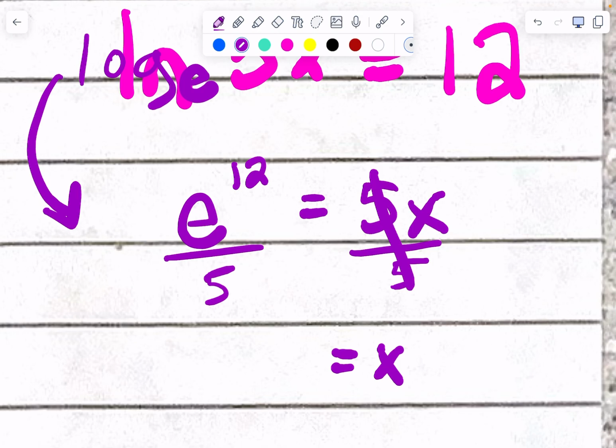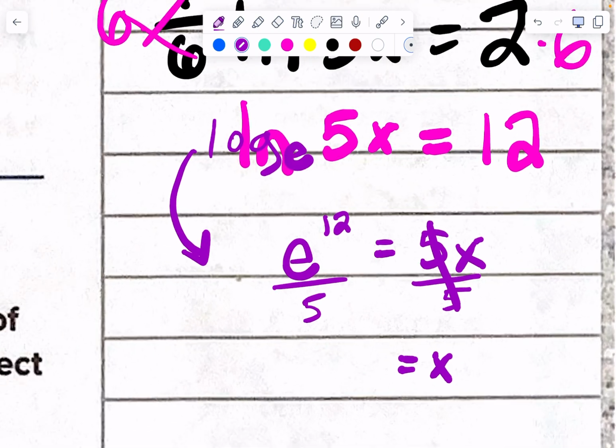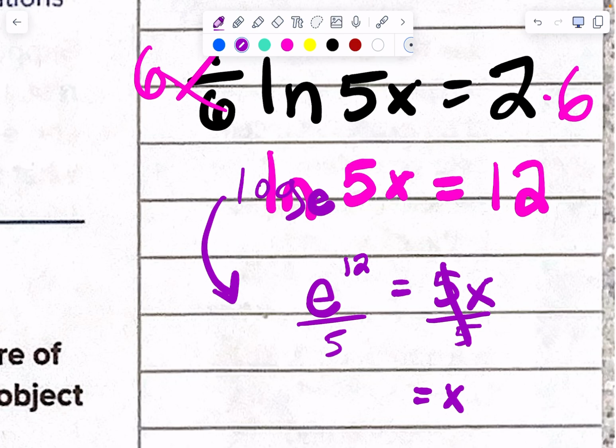Wait. e to the 12th power? Everybody look on your calculator, find the e button. I must have missed something. Why is it e to the 12? Okay, because we have ln of 5x equals 12, right? But ln is the same thing as log base e. Then we switch it, so then you take e to the 12 equals 5x. Okay?